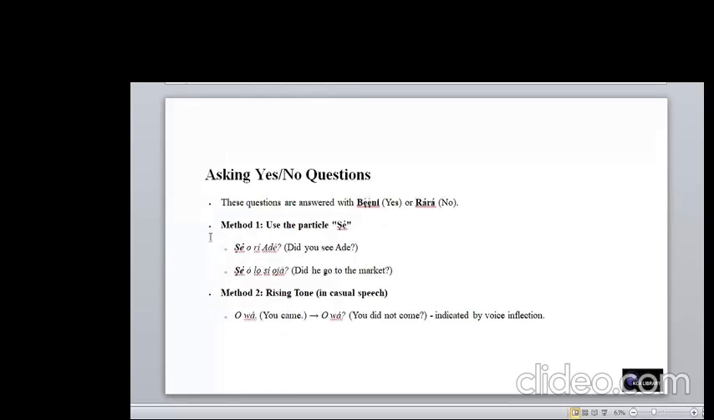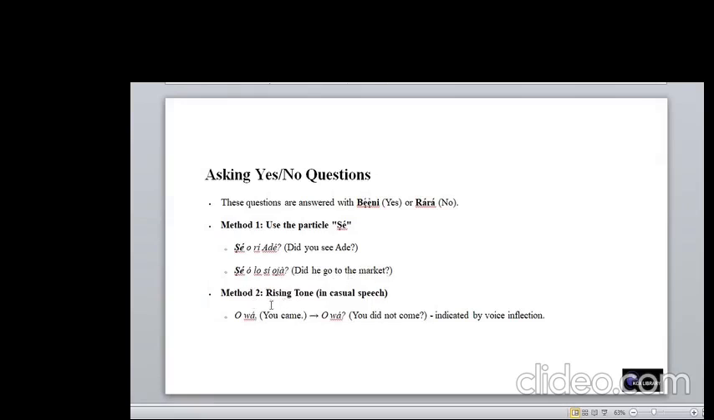And if you want to ask a yes or no question in Yoruba, you answer yes as bẹ́ẹ̀ni, then you answer no as rárá. The first method is to use the particle ṣé. An example, ṣé o rí Adé, which means did you see Adé? Another example is ṣé o lọ sí ọjà? Did he go to the market?